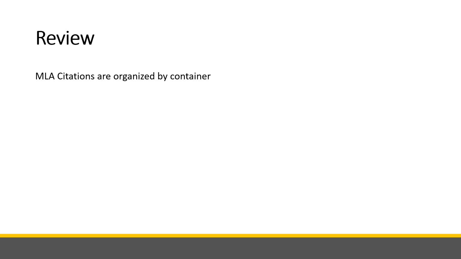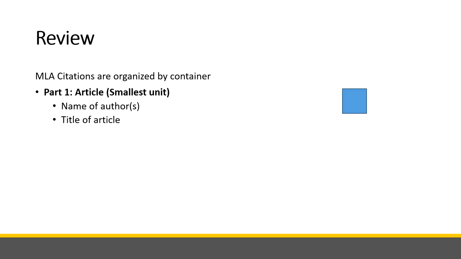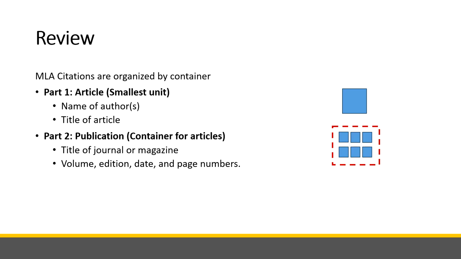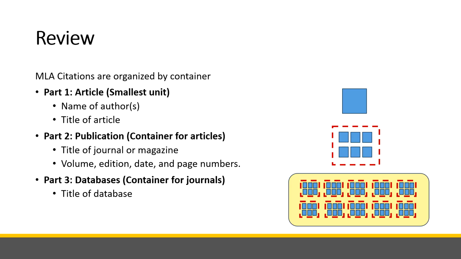To review, MLA citations are organized by container, moving from the smallest to the largest. The first part is information about the individual article, including the authors and the title of the article. The second container is the publication, by which we mean the journal or magazine that published the article. This information includes the title of the journal or magazine, the volume and edition, if relevant, the date of publication, and the page numbers, if relevant. The next container is the database that houses the journal or magazine and which you use to access the article. The last item is the DOI or link that readers can use to access the article for themselves. You can usually find all of this information in your search results or generate it through using the database tools.